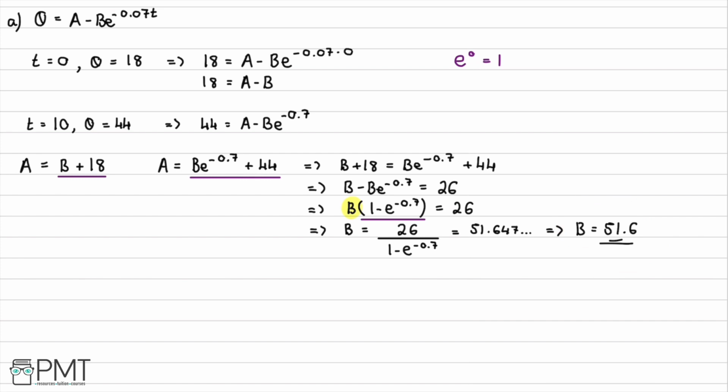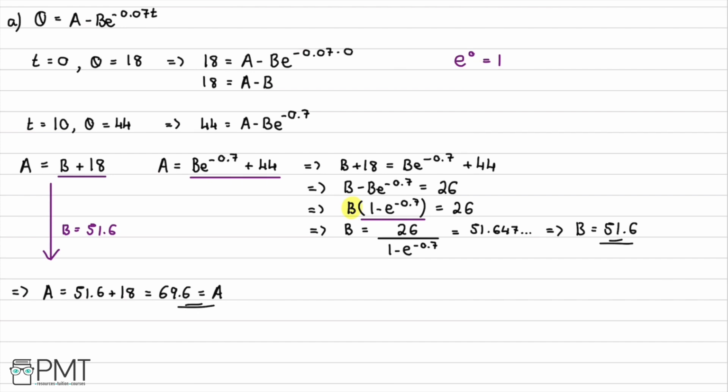This makes it relatively straightforward to work out the value of a. So what we'll do is we will take this equation here. So we'll just draw a down arrow here. And we now know that b is equal to 51.6. So therefore, we'll have that a is going to be equal to 51.6 plus 18. And what is this going to be equal to? This is going to be equal to 69.6. And we know that is equal to a.